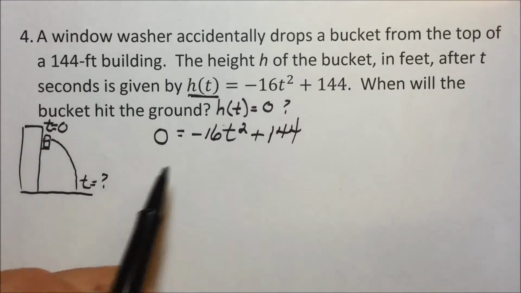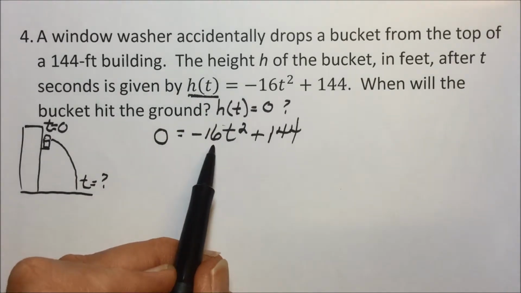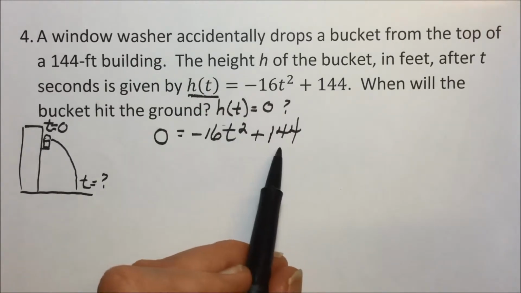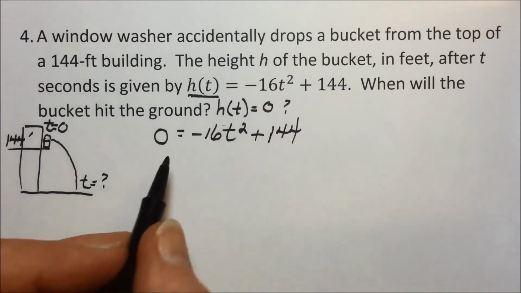We're not seeing 32, but acceleration due to gravity is 1/2 g, for gravity, times our time squared, plus our initial height. And this bucket is sitting at 144 feet before it's dropped by the window washer. So we're looking to solve this now. We have a quadratic equation. We're going to solve by factoring and apply the zero product property.